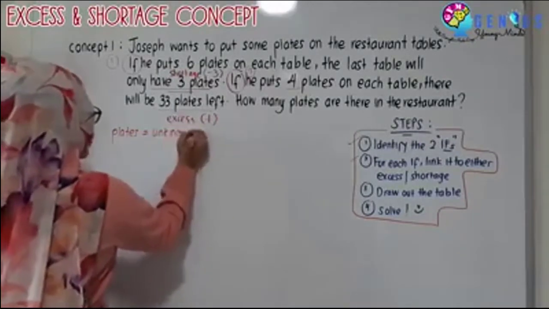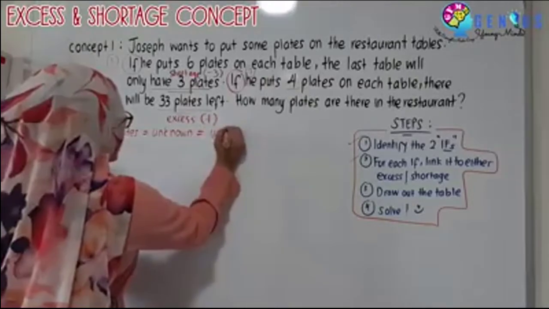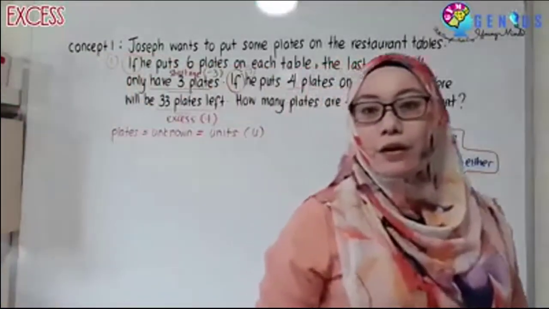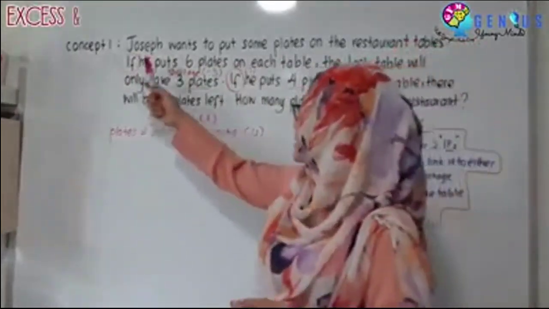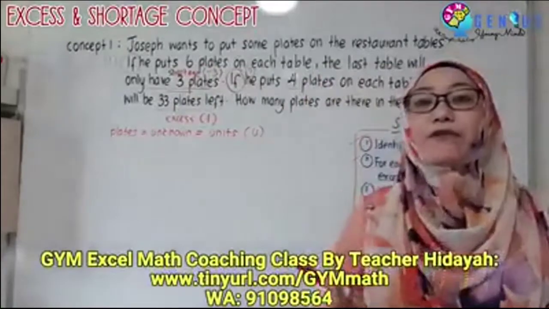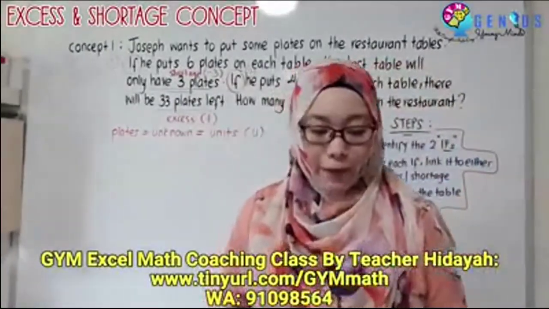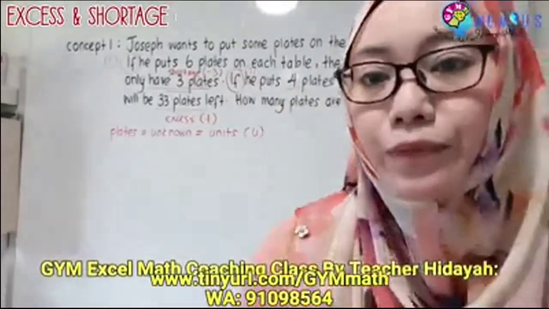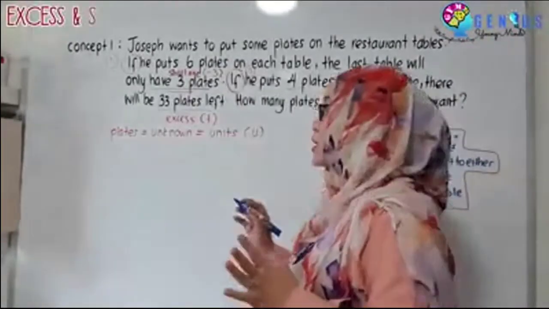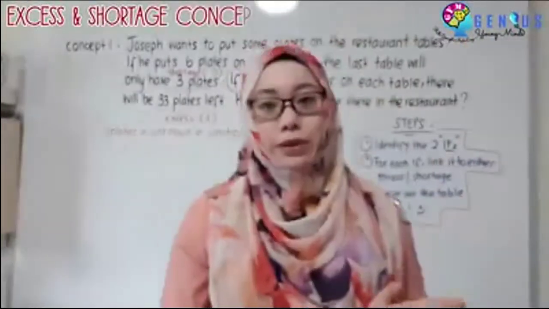In this case, the unknown, we are going to represent it by units. In this case, I'm going to put U. Whenever the word plates appears, we are going to convert it into unit, or actually refer to it as units. So let's draw out the table and put in all the information inside. Excess and shortage table, very easy.